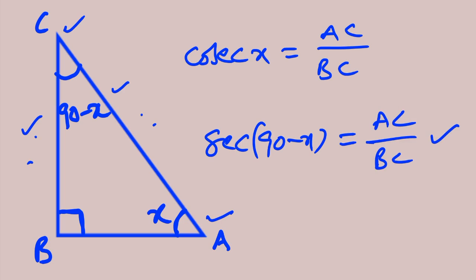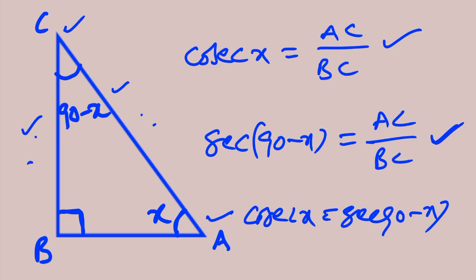Now we can observe cosecant x is equal to AC by BC and secant 90 minus x is AC by BC. These two ratios are equal, so we can conclude cosecant x is equal to secant 90 minus x. That means cosecant and secant are each other's complementary ratios.